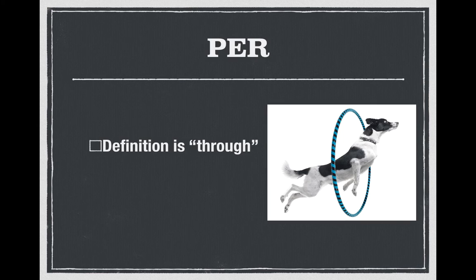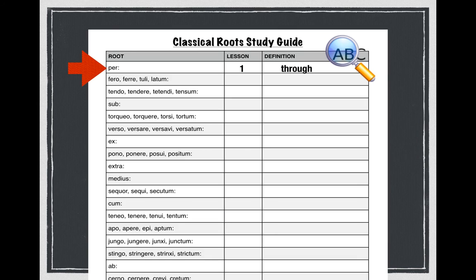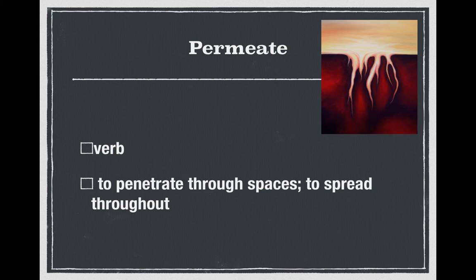The first root that we're learning is per, and the definition of per is through. The next 4 words that we're going to be learning are going to use this root, the root per. On your root card, you'll notice that per is the first root that's listed. So indicate on the root card that this is lesson 1, and then you can write the definition, which is through. The first word that we're going to be making a note card for and learning is permeate.